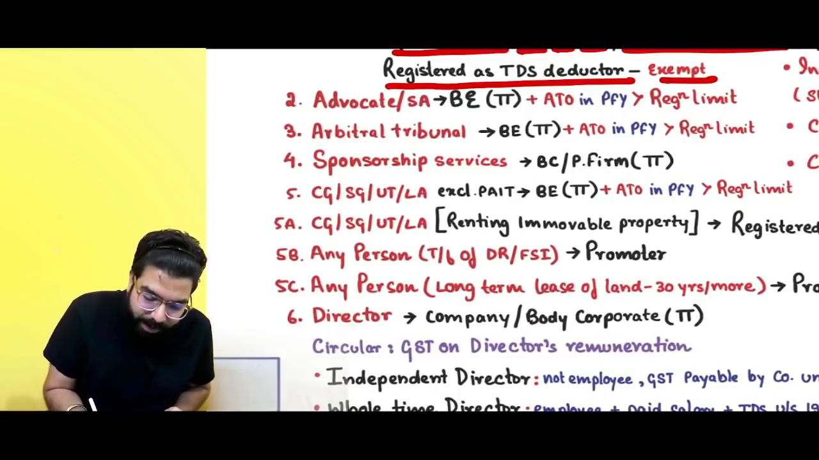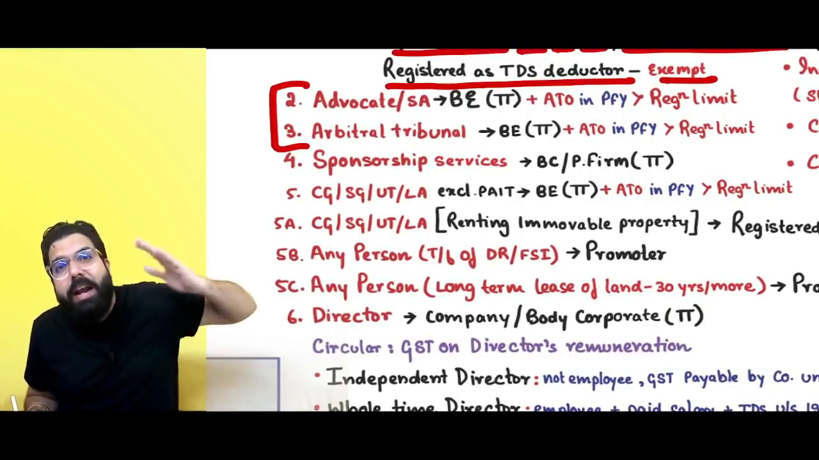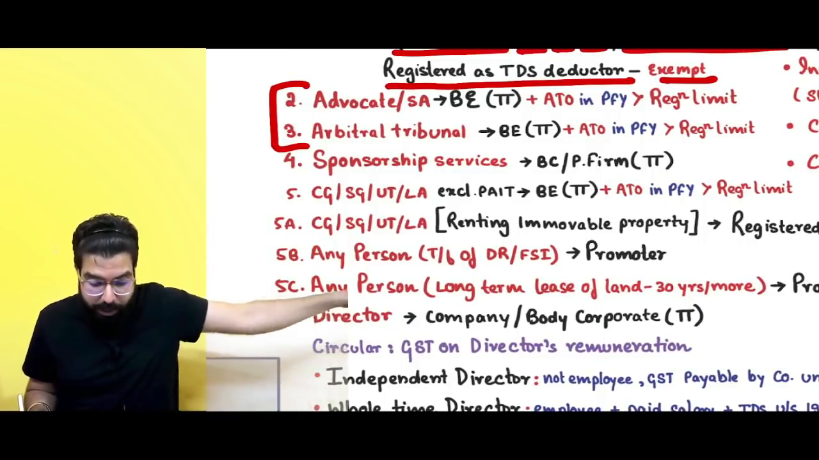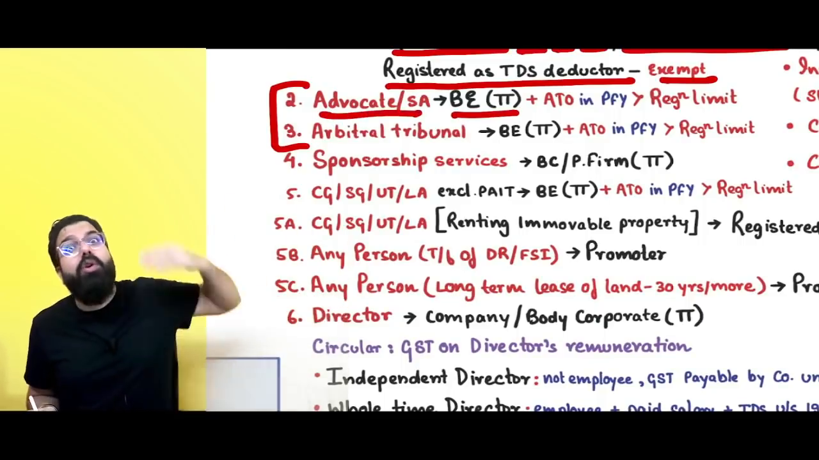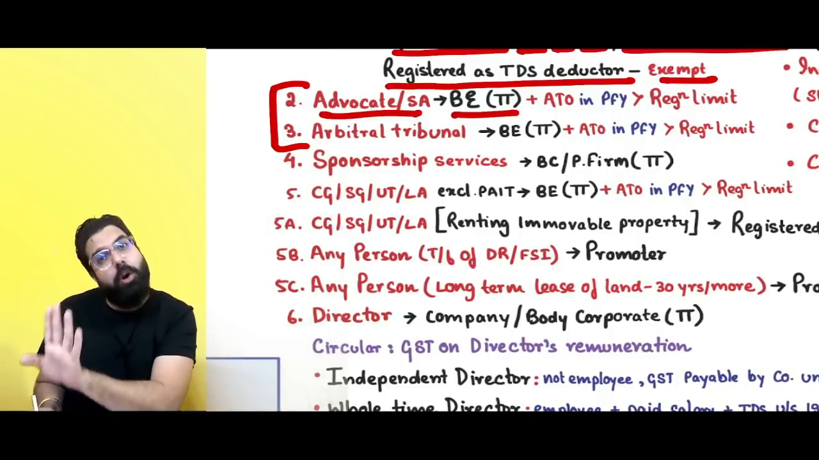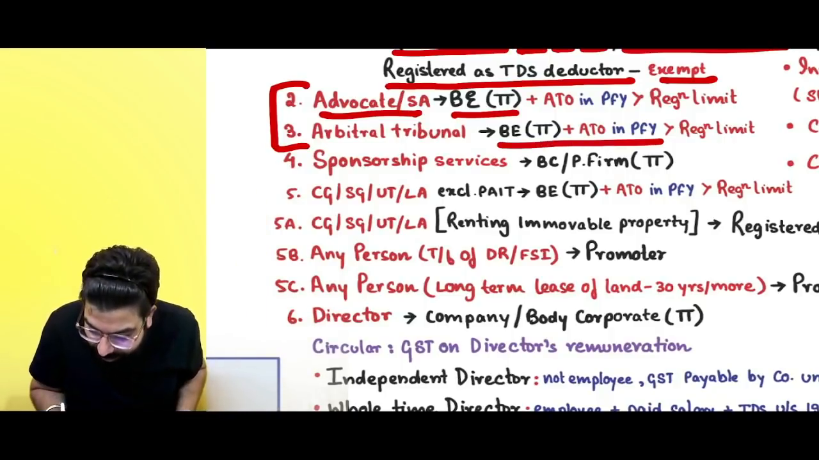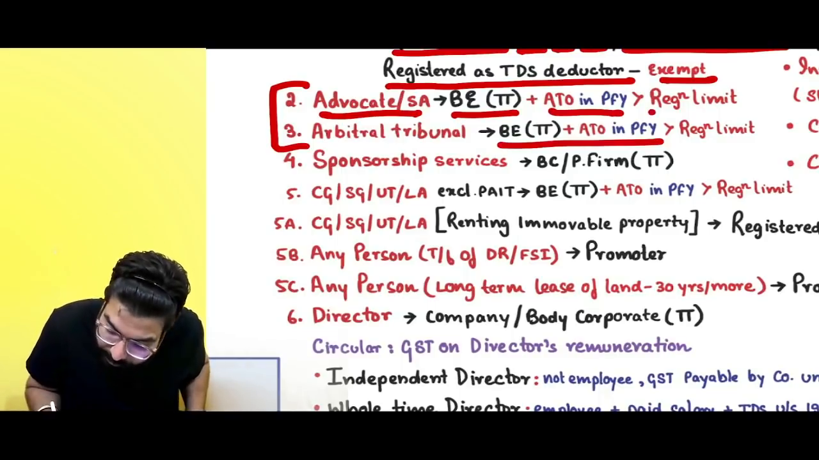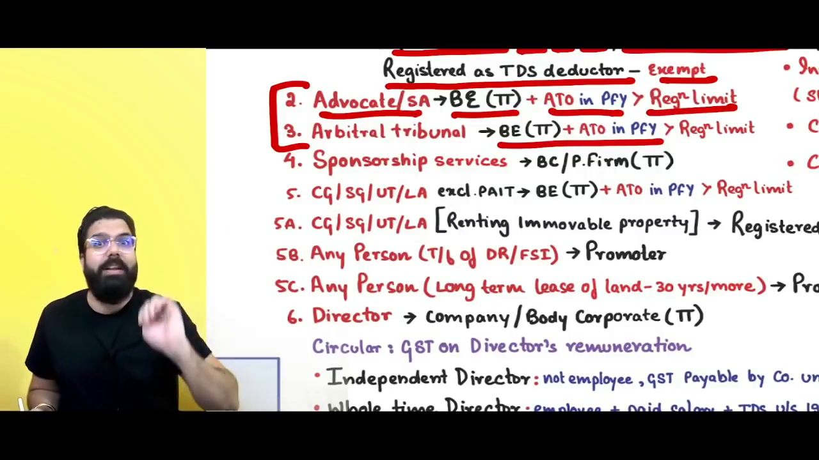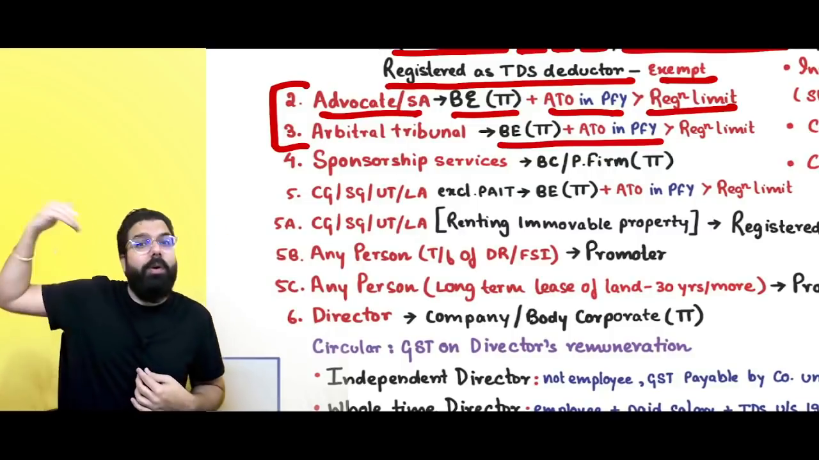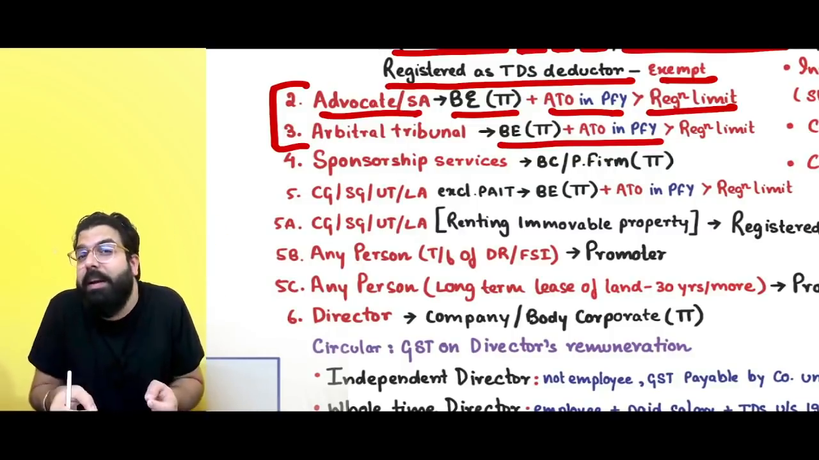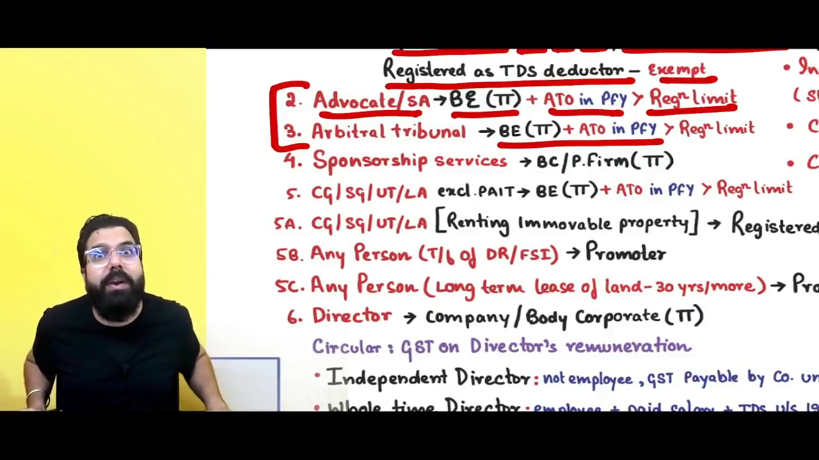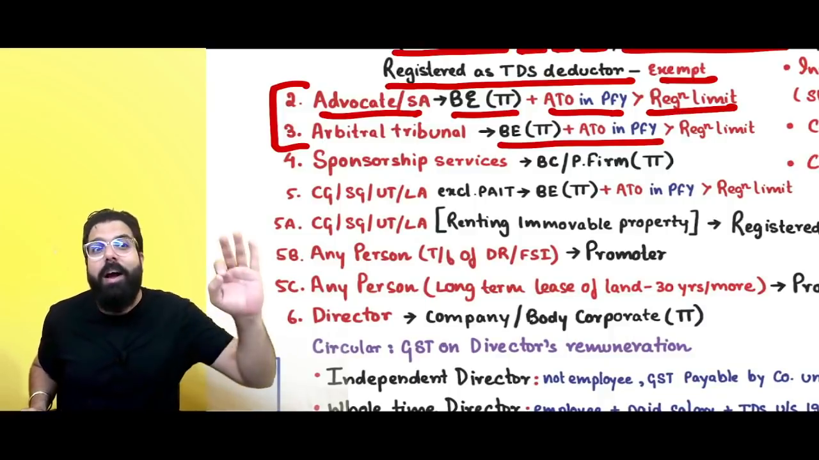The next one over here is advocate and arbitral tribunal. Advocate going ahead and providing services to a business entity. Everyone over here, advocate or senior advocate going ahead and providing services to a business entity whose last year turnover, you have to see last year turnover, if it was crossing the registration limit, aggregate turnover in the preceding financial year was going ahead and crossing the registration limit, then in the current financial year they have to pay the GST under RCM. Advocate going ahead and providing services to a business entity, which business entity whose turnover in the last year had crossed the registration limit, then in the current financial year that business entity will pay the GST under RCM.